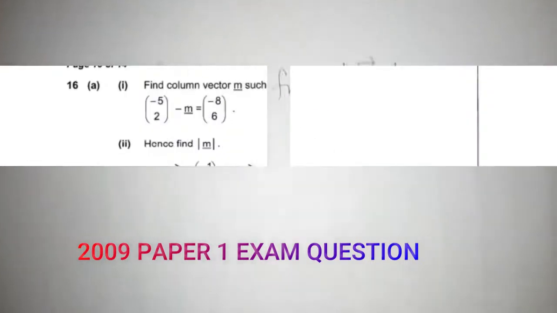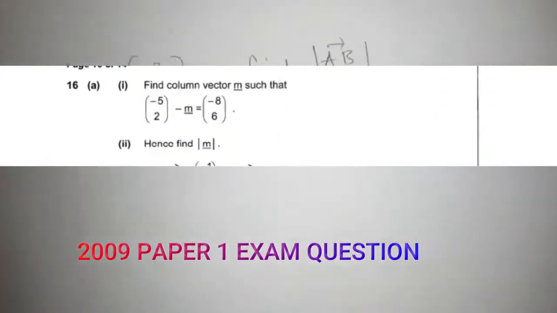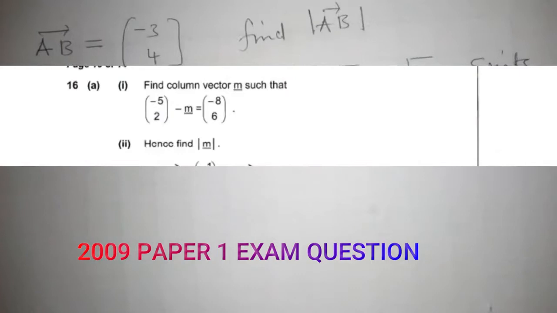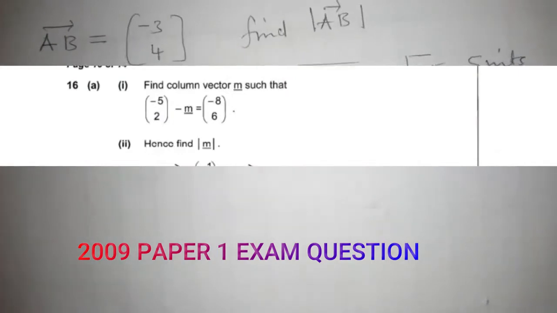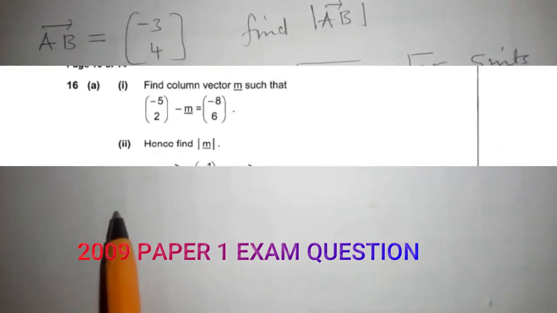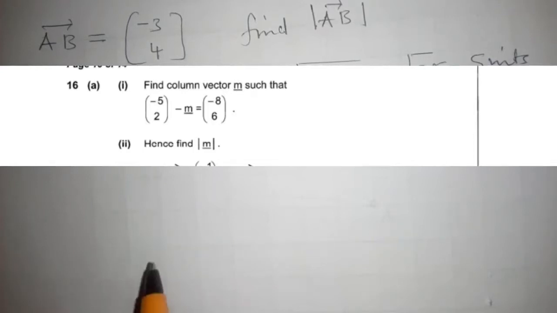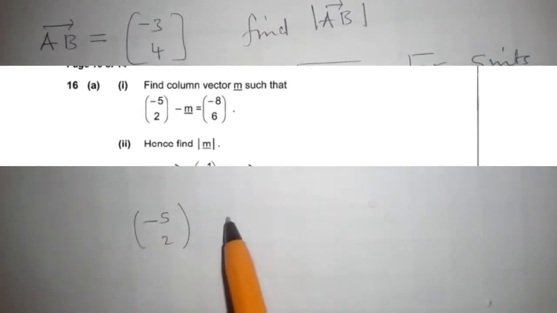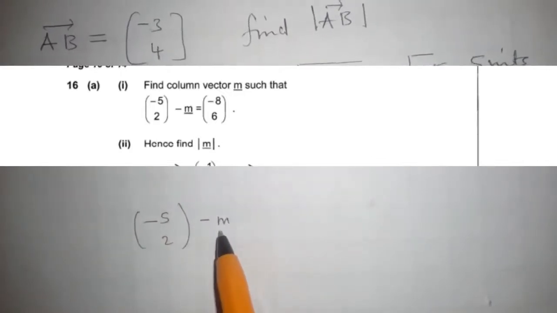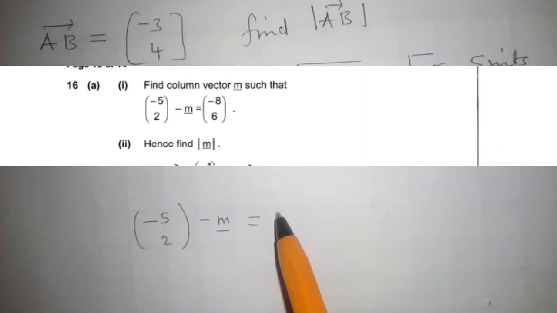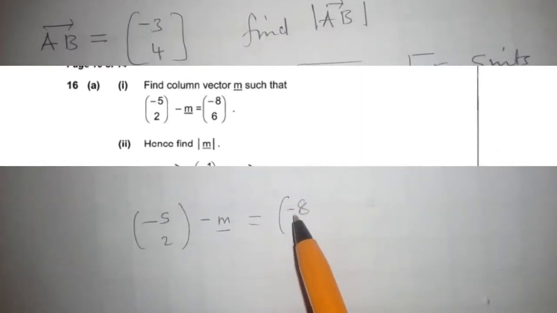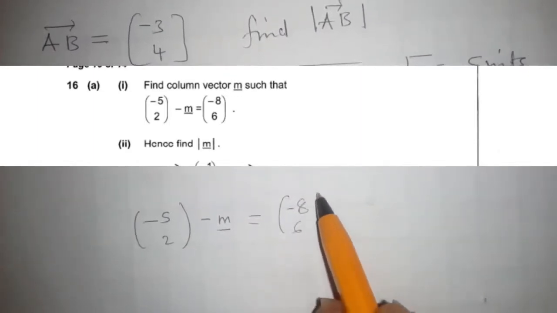So this question came in 2009. I've decided to get the oldest so that you see the way questions used to be asked. They're saying it's question 16. Find the column vector of M, such that (5, 2) minus vector M is equal to (-8, 6).